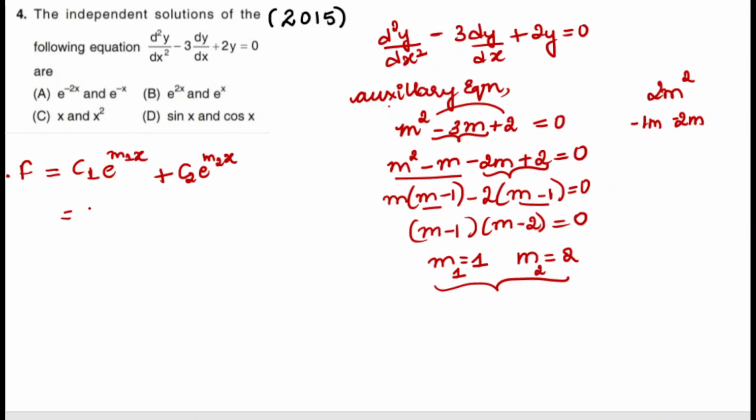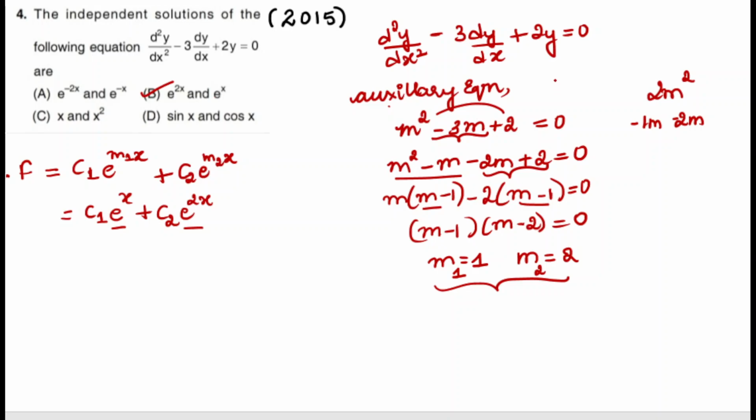So here it will be the complementary function. The solution will be c1 into e to the power of x plus c2 into e to the power of 2x. Now e to the power of x and e to the power of 2x are the independent solutions of this equation. So which option is right? Option B is the right option. I hope everyone is clear.